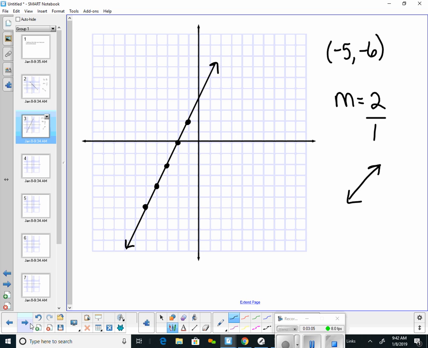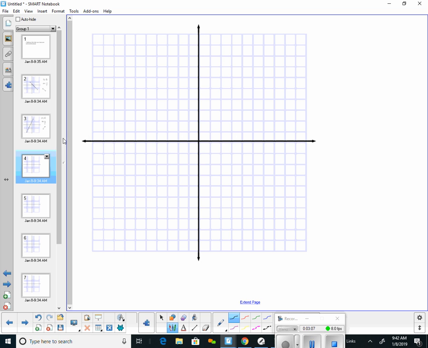Okay, let's look at another one. Let's say we have the point (6, -2), and my slope is 1/3. Okay, this one's already a fraction, so I'm good. We know it's positive, so we're going up and to the right. So I'm going to graph this point, which is (6, -2). So I'm going to rise 1, run 3.